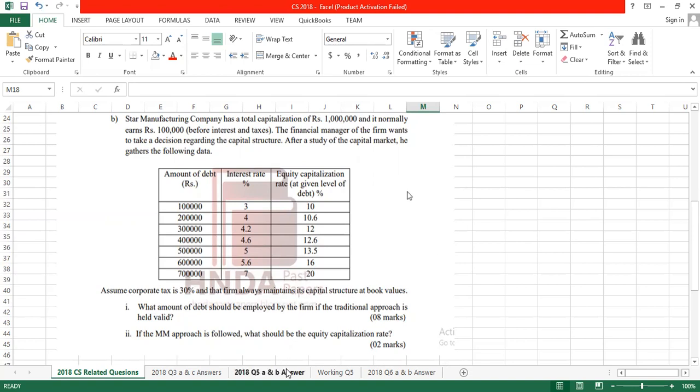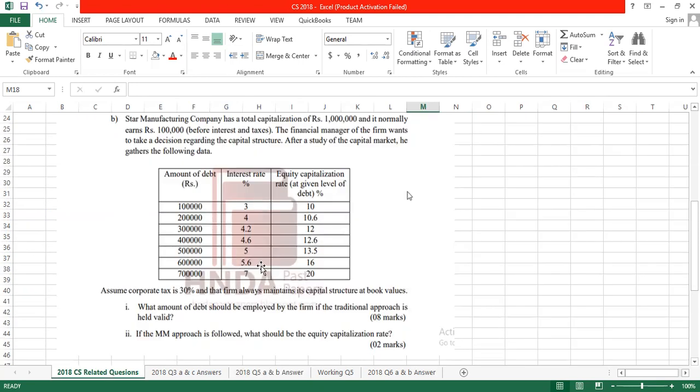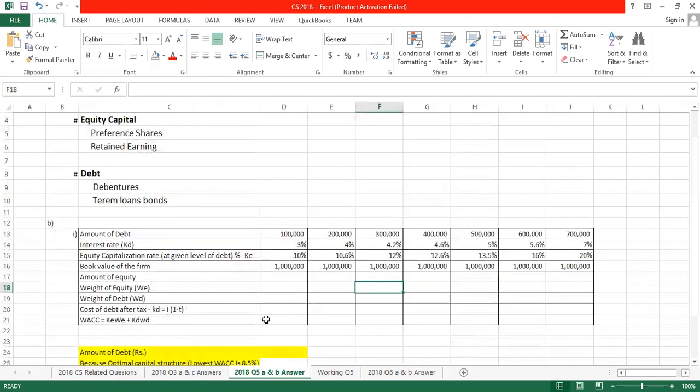I already prepared the table for the calculation of the weighted average cost of capital. This is the table. These data are given in the question: amount of debt, cost of debt rate, equity capitalization rate, cost of equity rate, and the book value of the firm, total capital of 1 million. Then we want to calculate the amount of equity, weight of equity, weight of debt, and cost of debt after tax. Then finally, we want to calculate the weighted average cost of capital.